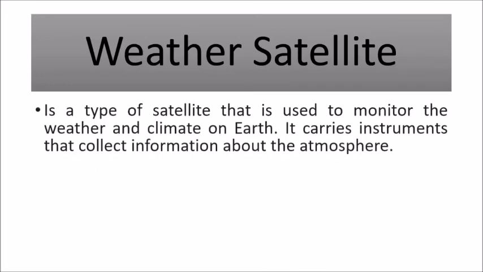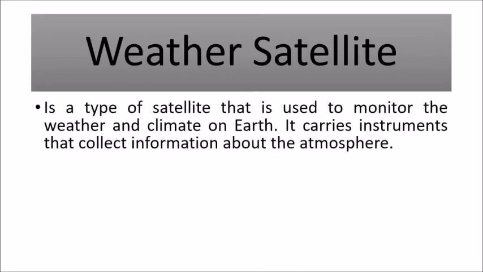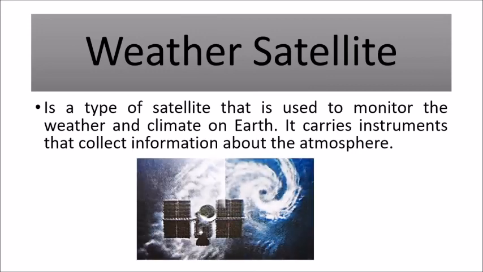And lastly, how did Pag-asa notice that there is an upcoming typhoon? It's because of weather satellite. It is a type of satellite that is used to monitor the weather and climate on Earth. It carries instruments that collect information about the atmosphere. Satellite images are used to provide information for places where observations cannot be made from the ground.